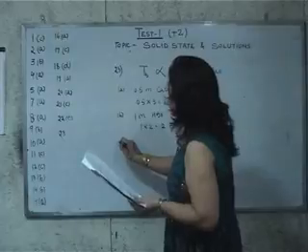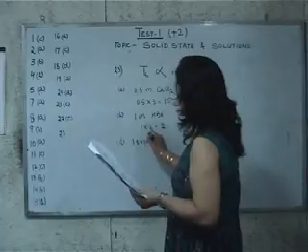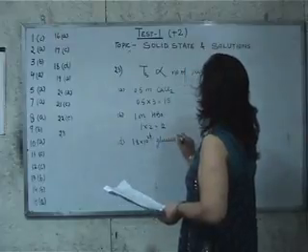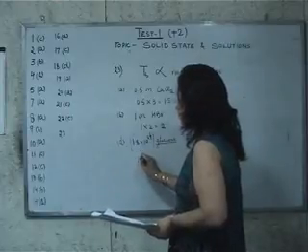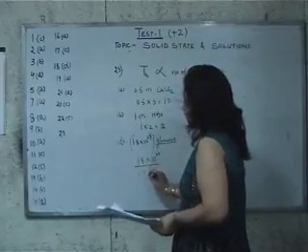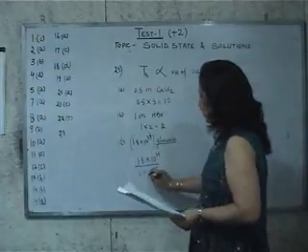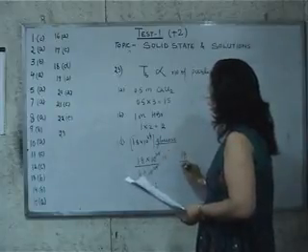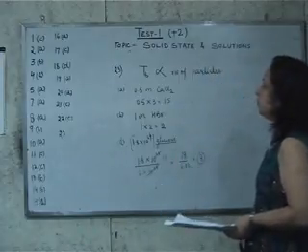D option is 1.8 into 10 raised to power 24 glucose molecules. Again non-electrolyte, but let me find the number of moles. 1.8 into 10 raised to power 24 divided by 6 into 10 raised to power 23 gives the number of moles. It means 18 by 6.02. 6 3s are 18, so it is about 3 moles.